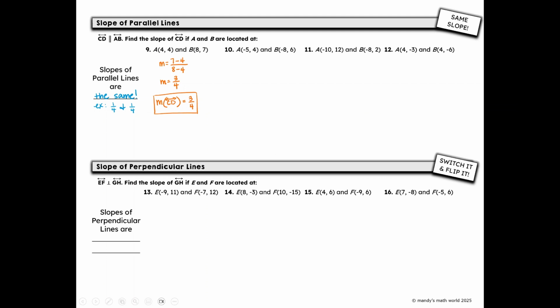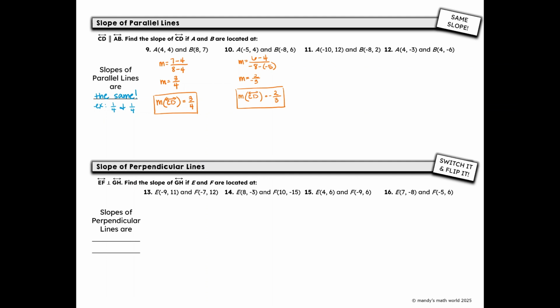Looking at number 10, I'm going to do the same thing. I'm going to take those points and plug them into my slope formula. I did 6 minus 4 over negative 8 minus 5. That simplifies to 2 over negative 3, which means the slope of line CD is going to be negative 2/3.